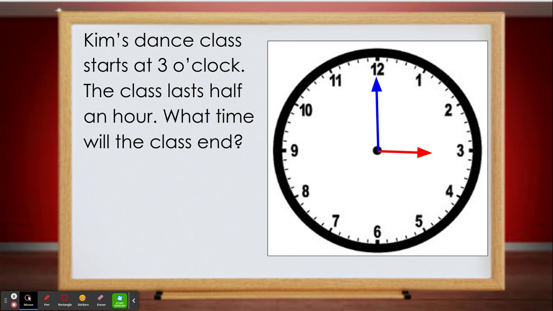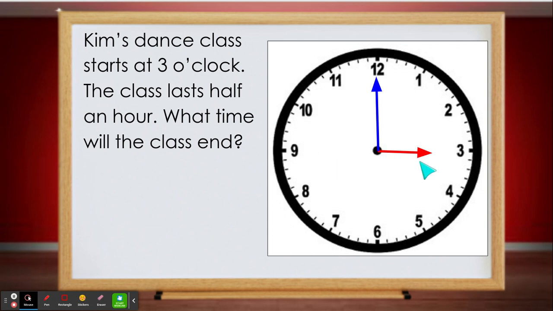So let's get started. Kim's dance class starts at 3 o'clock. The class lasts half an hour. What time will the class end? So I know 3 o'clock. 3 o'clock is important in this problem. Then it says the class lasts half an hour. I know that half an hour is going to be 30 minutes later. And then it's asking what time will the class end.